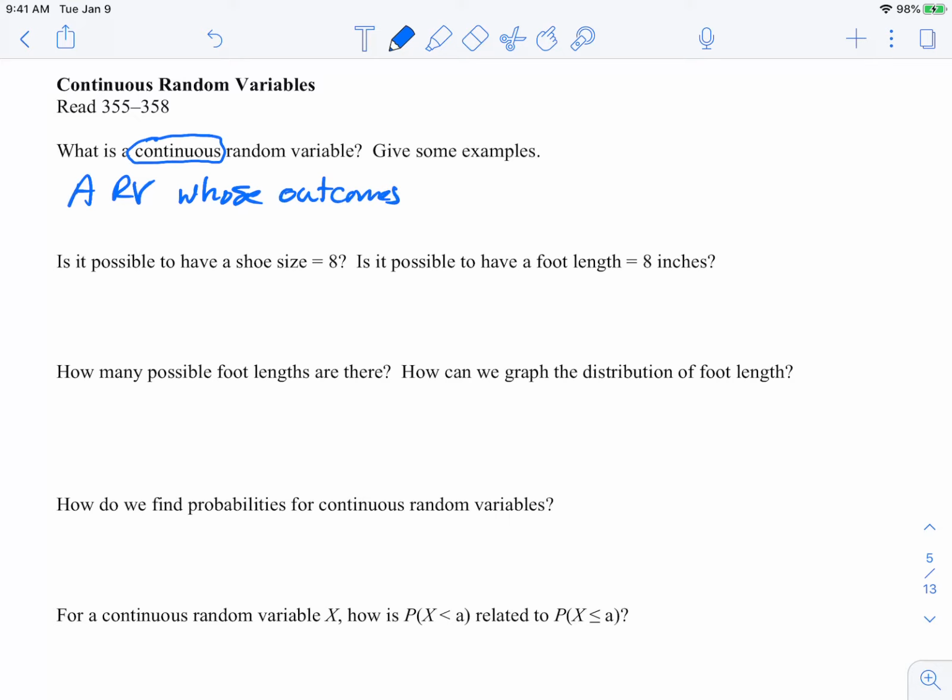Some kind of a random variable, so it's still something that happens kind of on a random basis, but the outcomes are uncountable. Now you could also say an infinite. That's really what we're talking about, an uncountable number or an infinite number of possibilities.